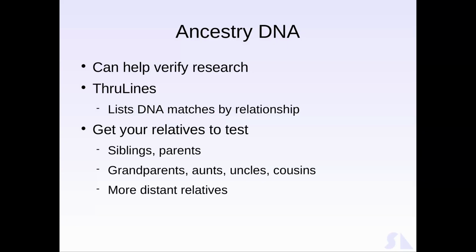You don't have to do any additional research. It just tells you automatically, this is how that relationship looks. So I suggest that you take the DNA test through Ancestry and get your relatives. Get your siblings and your parents to take the test. Get your grandparents, aunts, uncles, cousins, and even the more distant relatives. The more people that you have taking this test, the better results you'll have.